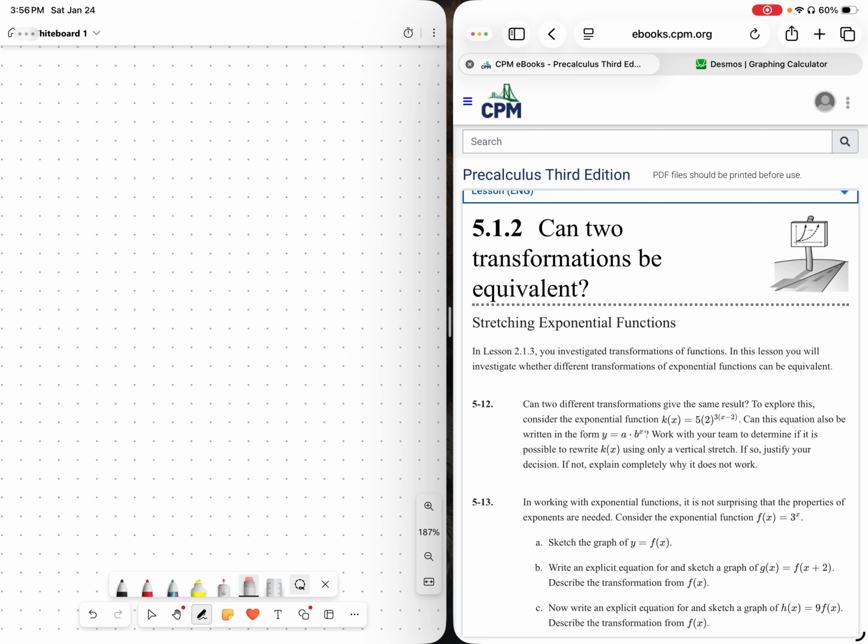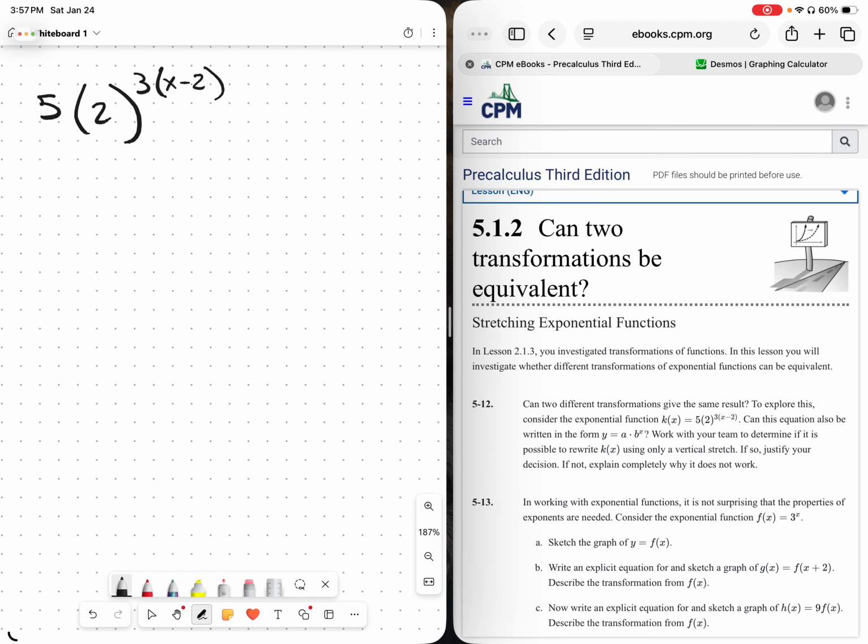Problem 12. Can two different transformations give the same result? So explore this, consider the function 5 times 2 raised to the 3x minus 2. Can this equation also be written in the form y equals a times b to the x? That's standard form. So let's see if we can determine this.